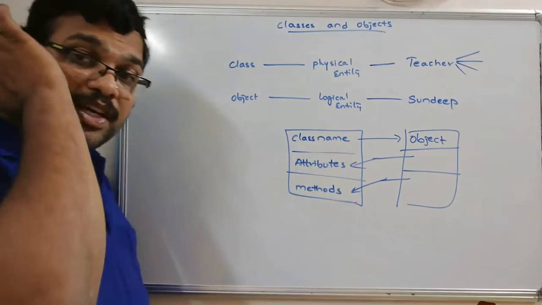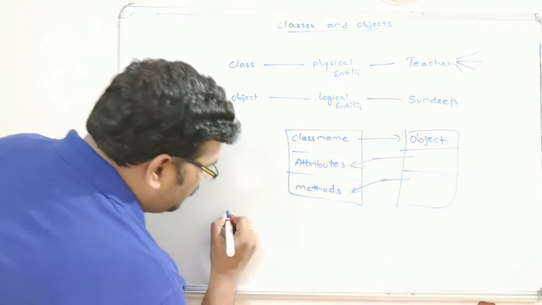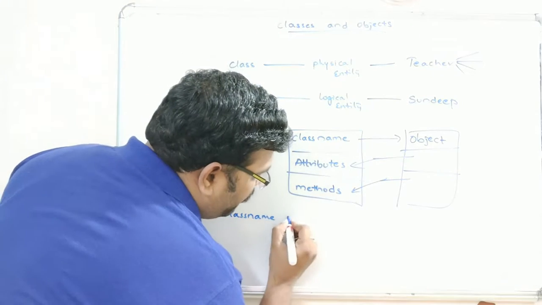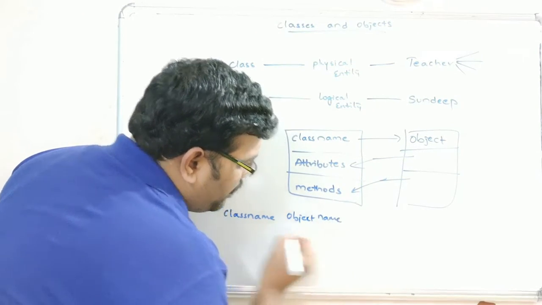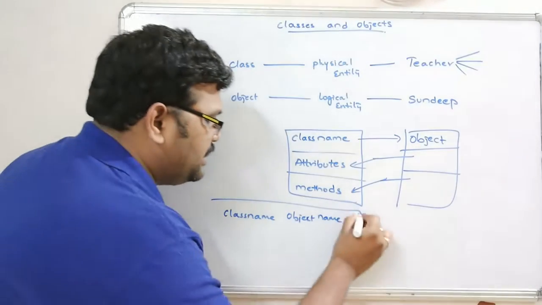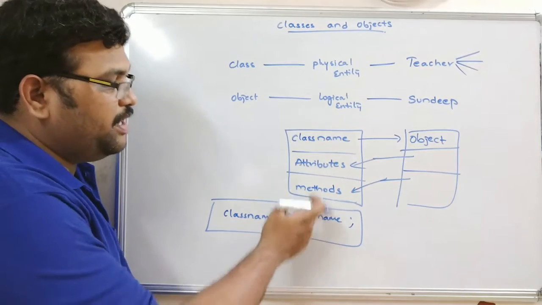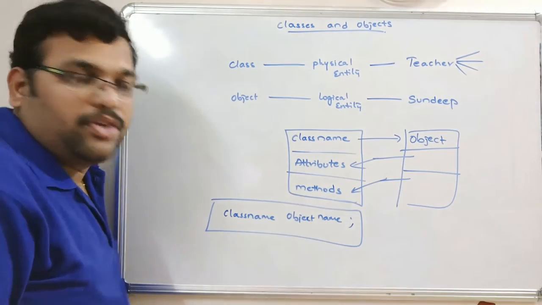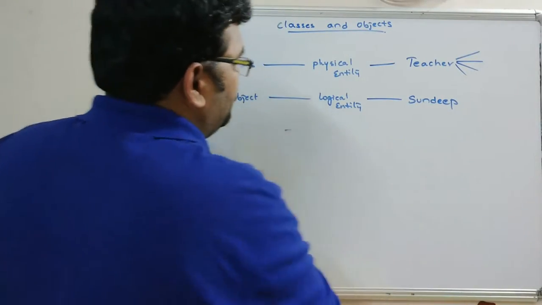So how do we create an object? Just similar to our structures, the class name followed by the object name. Class name followed by object name. Through the object, the attributes and methods can be accessed. I will give you a small example and then we'll go with the execution part.